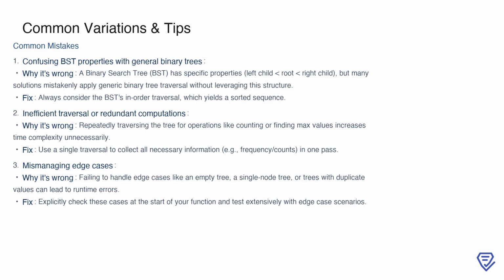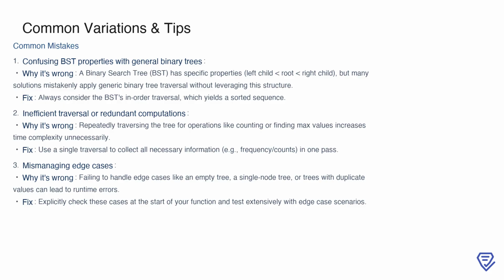Lastly, edge cases are often mismanaged. Scenarios like an empty tree, a tree with just one node, or trees containing duplicate values can easily lead to runtime errors if not handled properly. To avoid this, always start by explicitly checking for these cases in your solution and ensure your test cases cover these situations thoroughly.